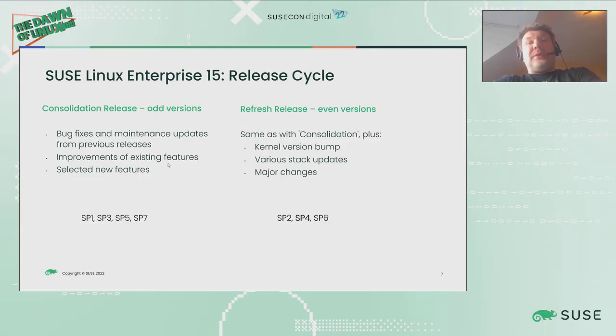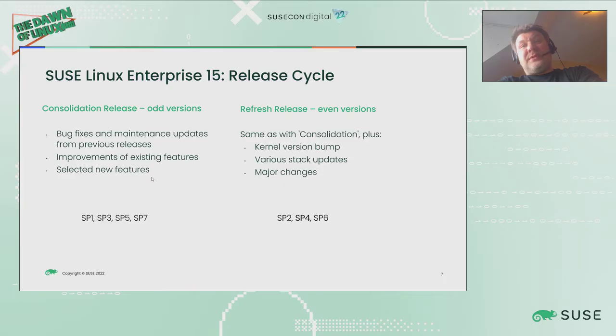Let's talk about odd and even versions. We have two types of service packs. The odd versions, we call them a consolidation release. That's a little bit more conservative way of doing service packs. We of course do bug fixes and maintenance updates. We include everything from the previous releases. We do improve existing features, and we add some limited new features. And as you can see, it's SP1, SP3, SP5, SP7.